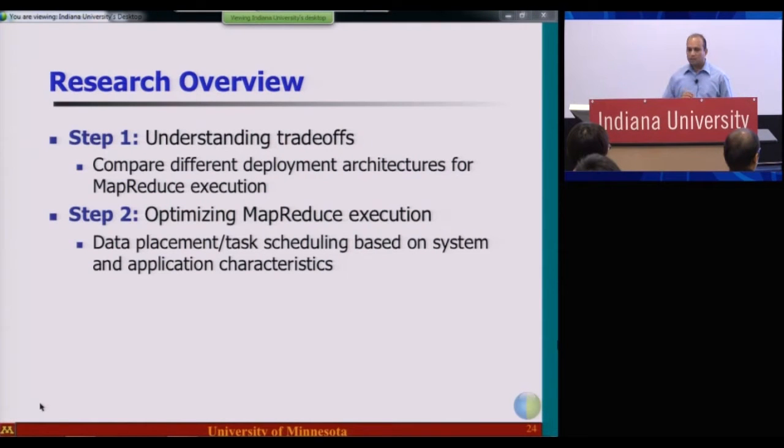So here's a high-level overview of the research that I'll be presenting today. First of all, we try to understand what the trade-offs are when you take MapReduce to this kind of a highly distributed environment. In particular, we'll compare a few different ways to execute MapReduce and see what the issues are and where the trade-offs lie. And then secondly, I'll talk about how we then go ahead and optimize execution of MapReduce in such an environment. In particular, how do we determine where to place data, where to execute tasks, etc.